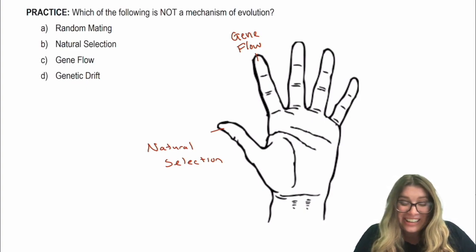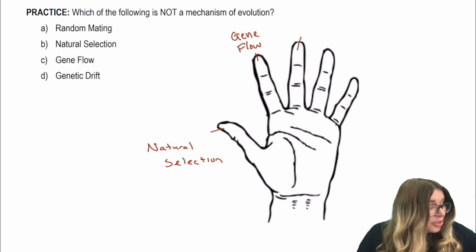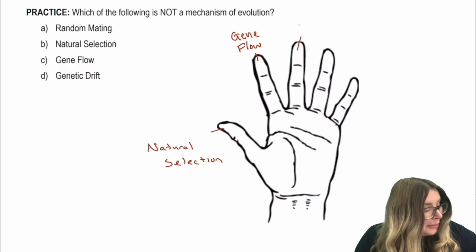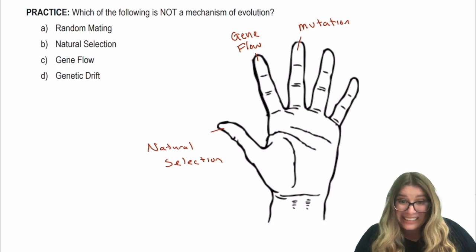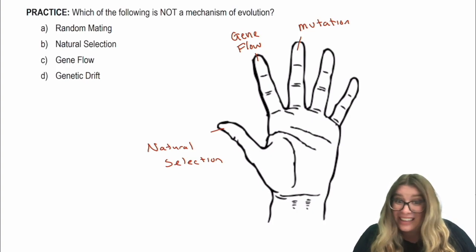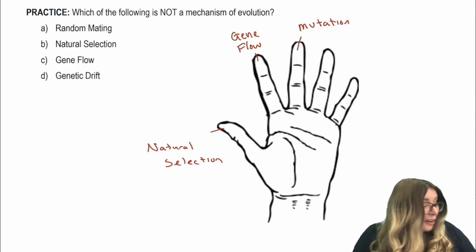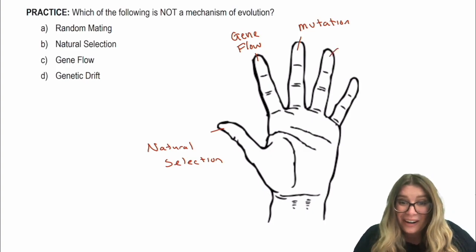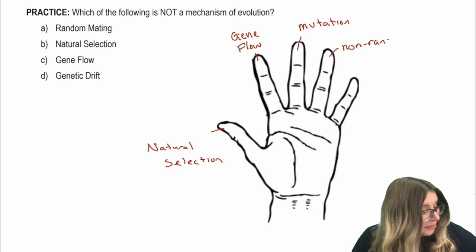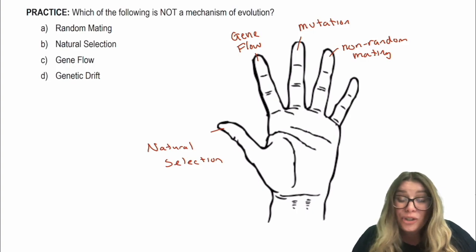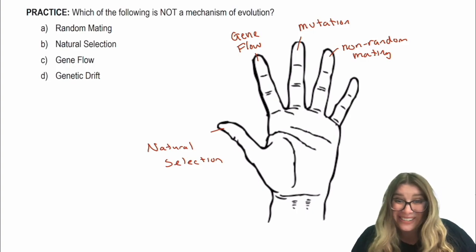Our third finger of evolution, our middle finger, we can have that stand for a mutation, where we get these random changes in our DNA that could be beneficial, they could be harmful, or they could be neutral. Our fourth finger, our ring finger, where we are going to be marrying someone usually. If we put a ring on our finger, that is for non-random mating. And this is when we are going to be choosing our mate for one reason or another.